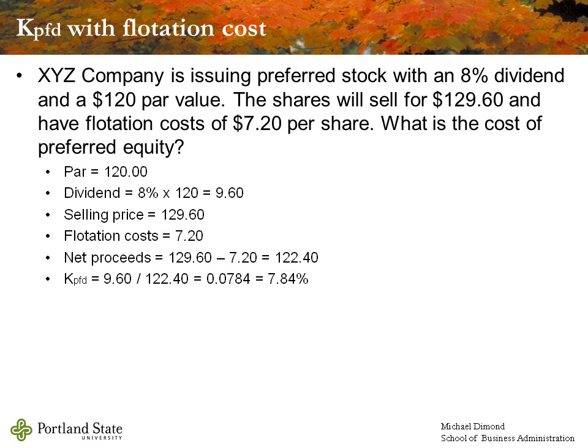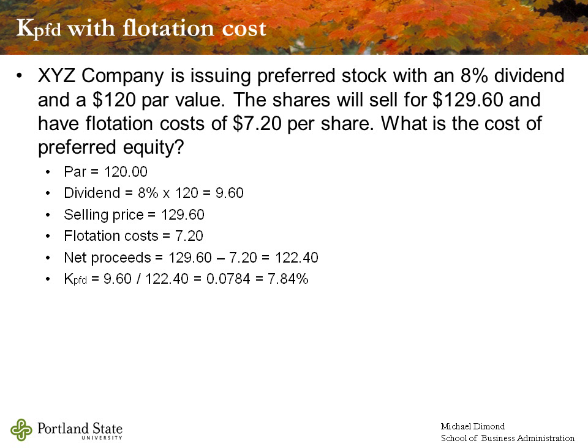The par value on the stock is $120. The dividend paid is going to be 8% of that par value, which is $9.60. The selling price is $129.60. The flotation costs are going to be $7.20, so the net proceeds the company will realize is going to be $122.40.